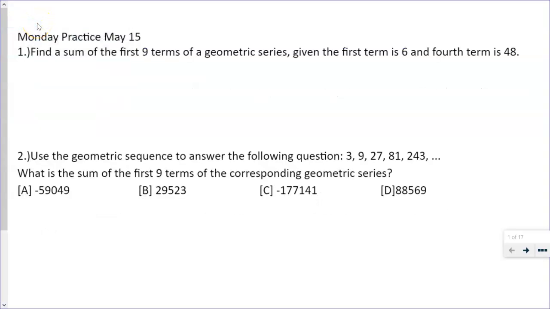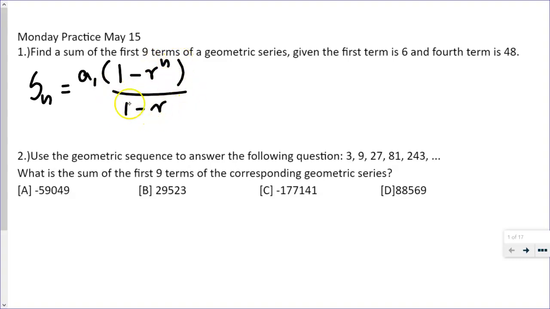All right, question 1. Find the sum of the first 9 terms of a geometric series given the first term is 6 and the fourth term is 48. So remember, guys, that the formula is Sn equals the value of the first term, in parentheses 1 minus your ratio raised to the n, divided by 1 minus your r.